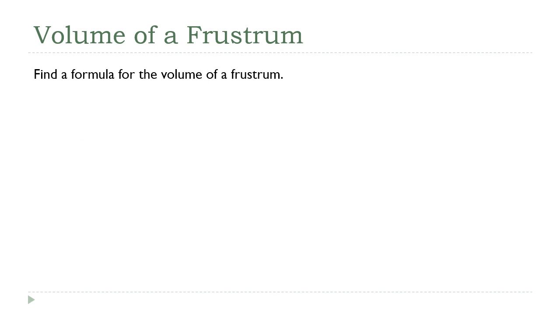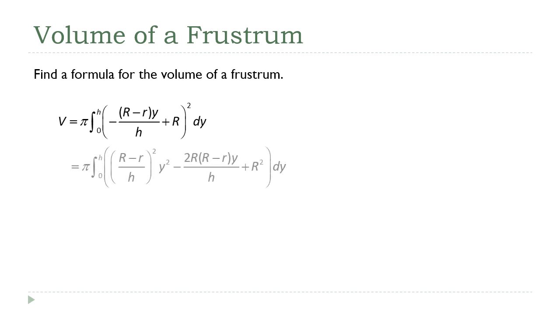So let me rewrite this, right? There's our formula. So what I'm going to do is start by multiplying out that square part in the integrand, right? And that's going to give me capital R minus little r over h squared y squared, right? That's the first term squared, minus 2 times the product of these two terms, capital R times capital R minus little r times y over h, plus, then we square the last term, that's r squared.